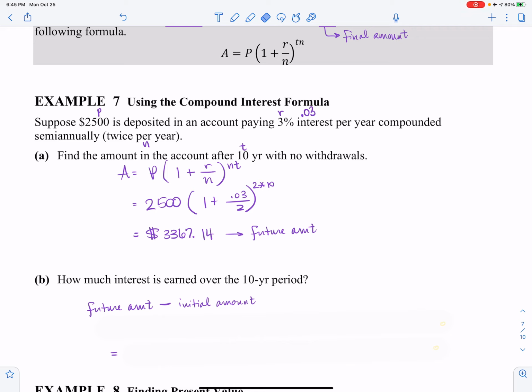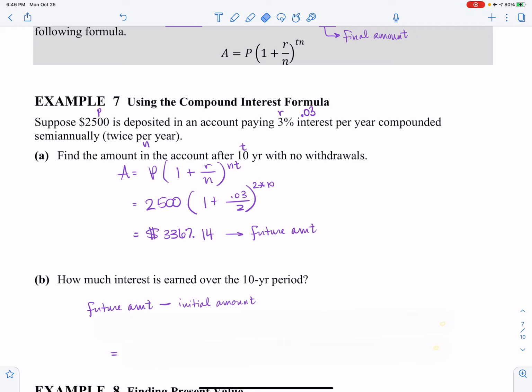$3,367.14. I always get the question, how do you know how to round? And remember that this is money, and in America, we round money to the nearest hundredths place, so the dollars and cents. So we understand that. We always forget it, so.